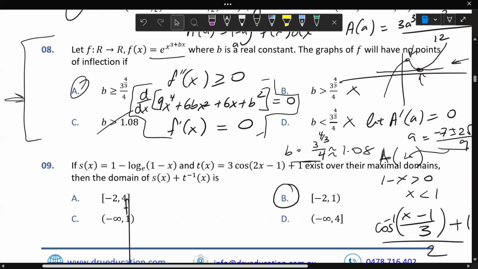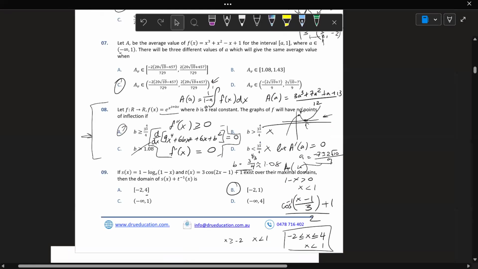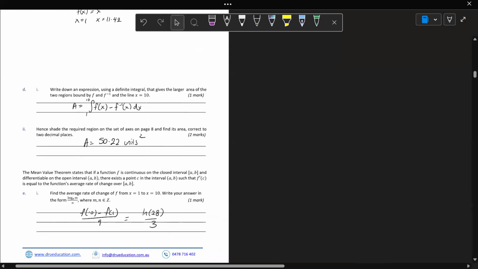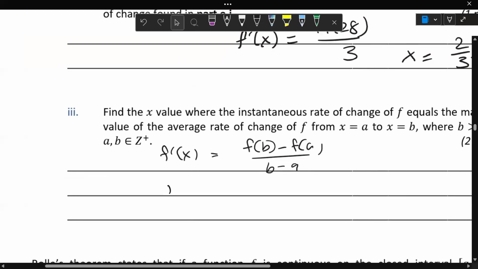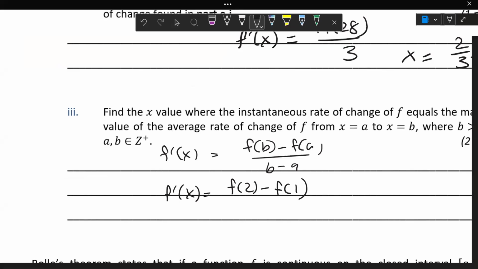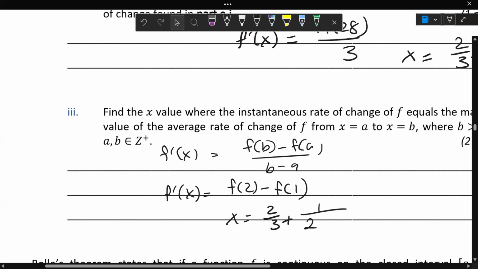So you just want to solve for when f dash x is equal to f of 2 minus f of 1, because it's 2 minus 1, and that's 1. So your value of x is then 2 over 3 plus 1 over 2 log e of 2.